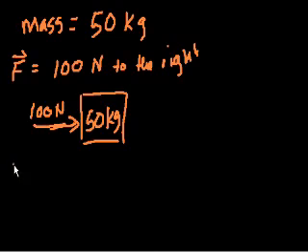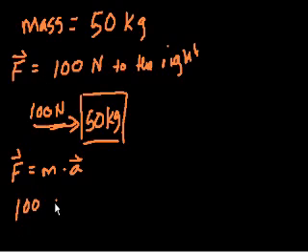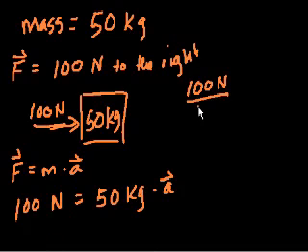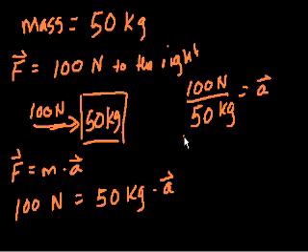Well, let's use the formula. Force is equal to mass times acceleration. The force is 100 newtons. 100 newtons is equal to the mass, which is 50 kilograms, times the acceleration. So we can divide both sides by 50, and you get 100 newtons over 50 kilograms is equal to the acceleration. And it's 100 newtons to the right. I'll use this little arrow here. That's not a traditional convention, but that's how we know it's to the right.